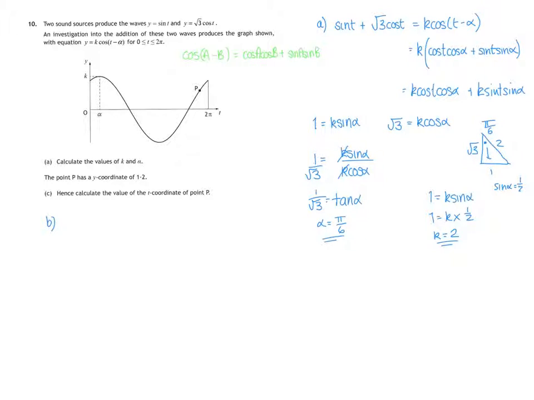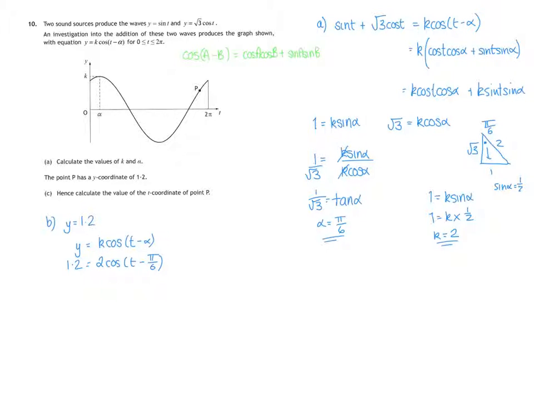Okay, so we have been told that point P has a y coordinate of 1.2. So we know y equals 1.2, and we know that y is equal to k cos of t minus alpha. We know that k is 2, alpha is pi over 6, and y is 1.2. So we can go about solving this.